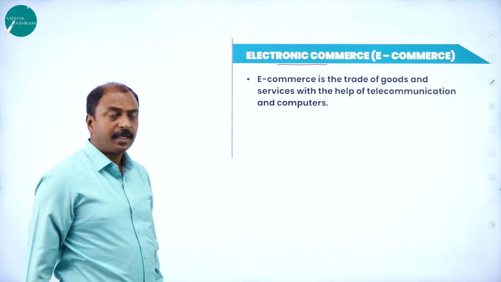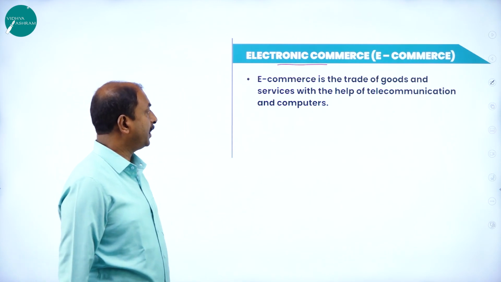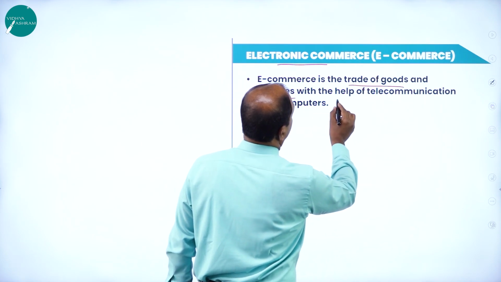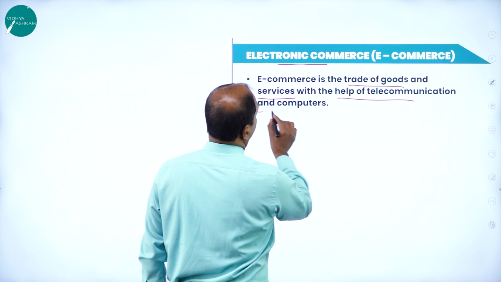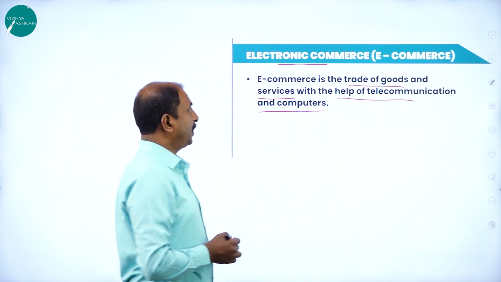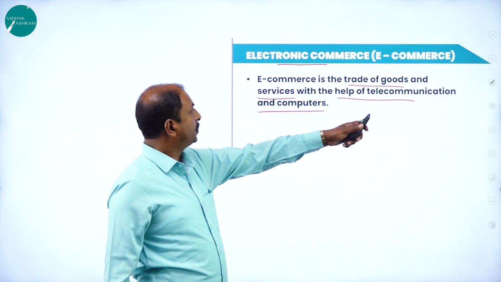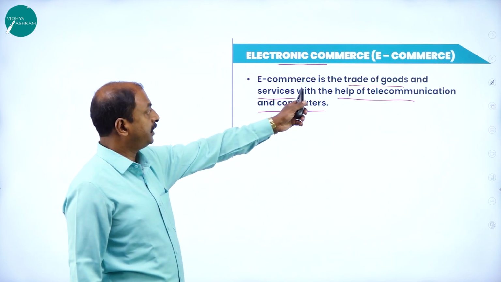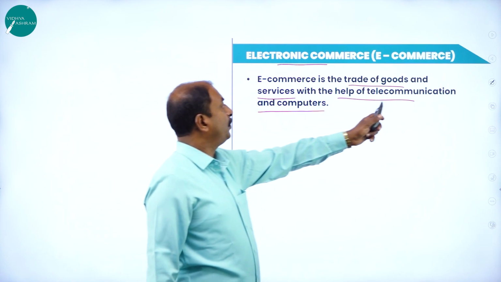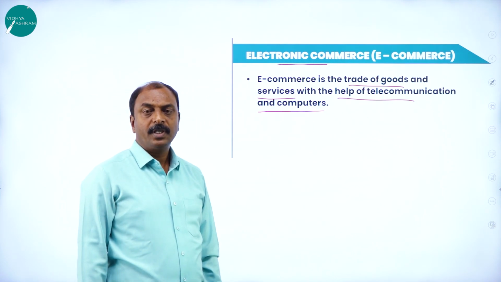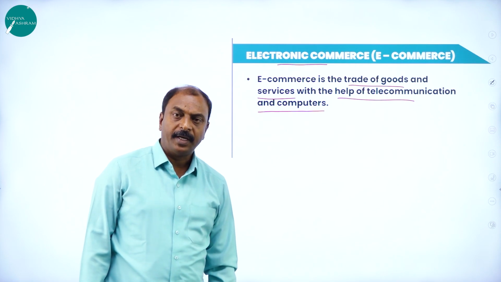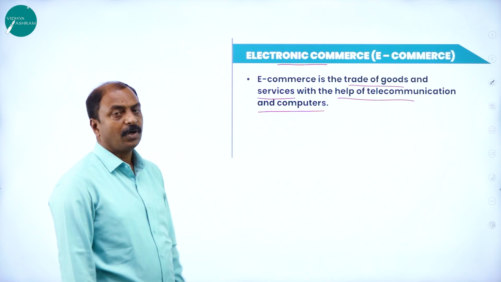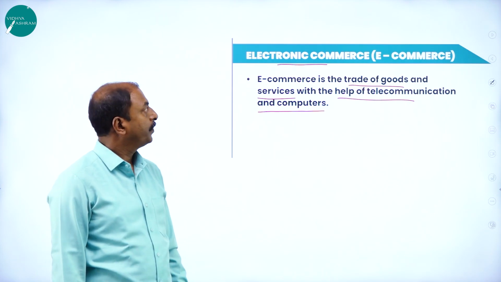What is e-commerce? Here E stands for electronic commerce. It is a trade of goods and services with the help of telecommunication and computers. What is the meaning of this? It is trade of goods or services or business through electronic devices, that is, telecommunication devices and computers. So trade and business through computers is referred to as e-commerce or electronic commerce.